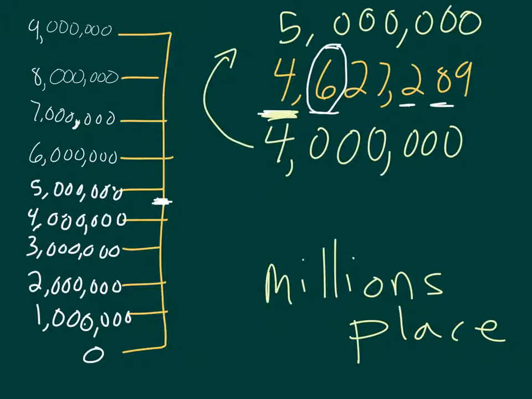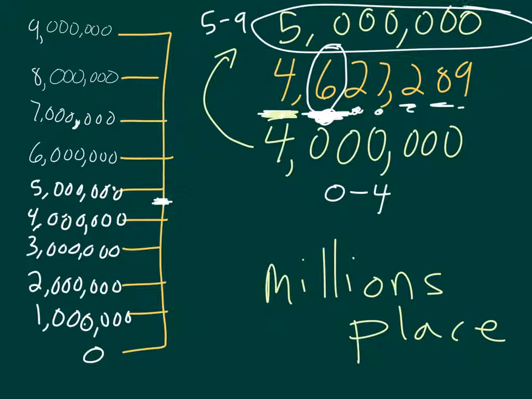Then I check the hundred thousands place. That's right next door, right? Ones, tens, hundreds, thousands, 10,000s, 100,000s, millions. So my 100,000s place is going to tell me to round up or down. Is it 0 through 4, hit the floor, round down? Or is it 5 through 9, round up? Well, that's a 6, so that is in between 5 and 9, so that would round up to 5 million.